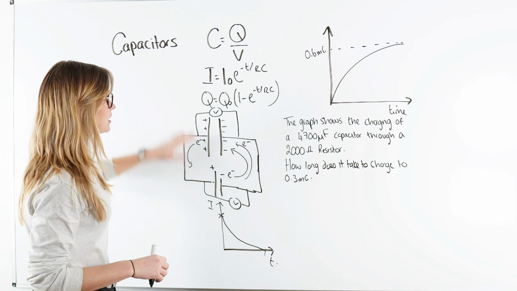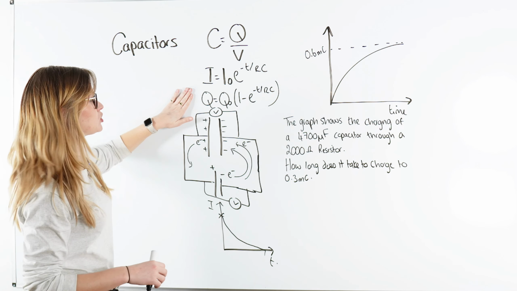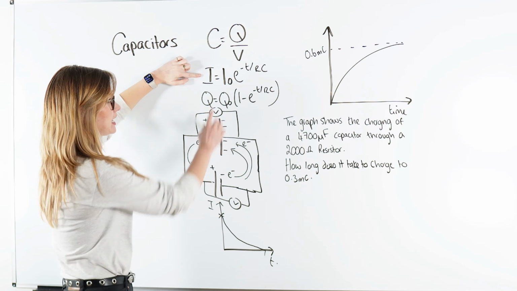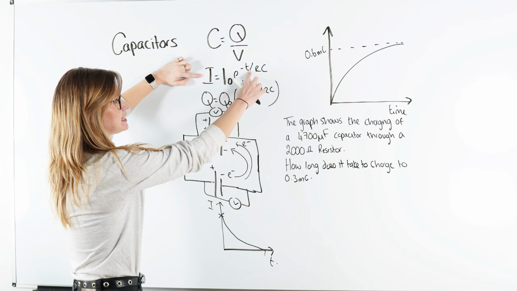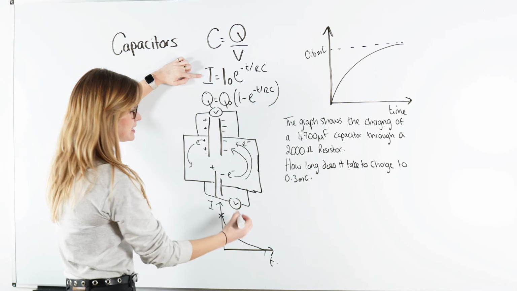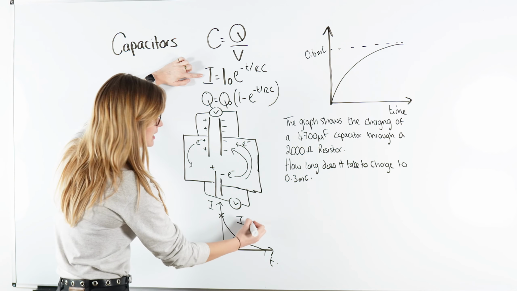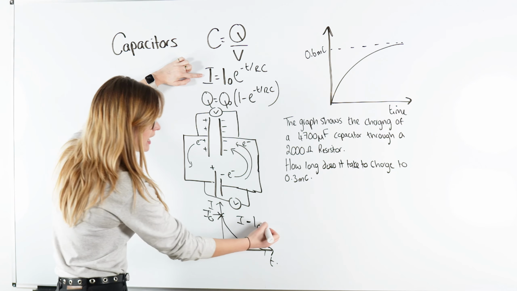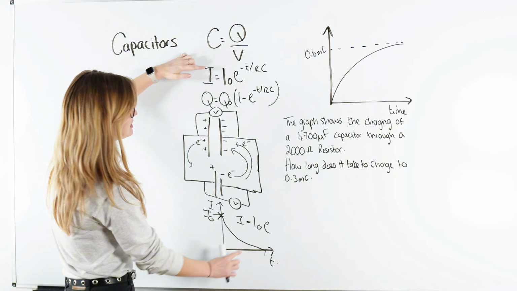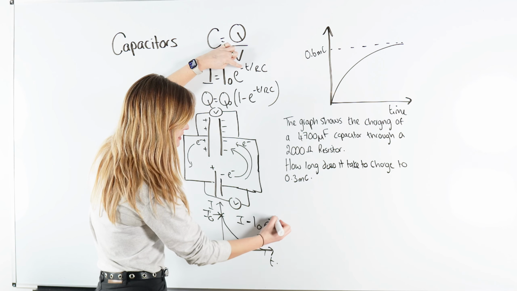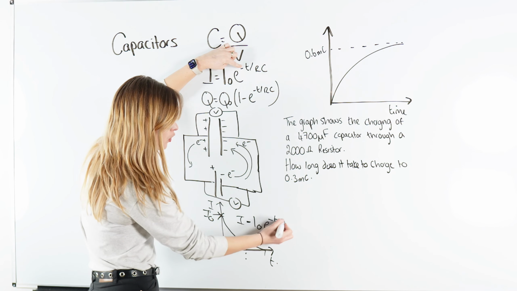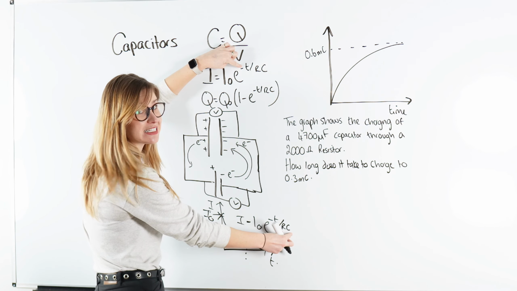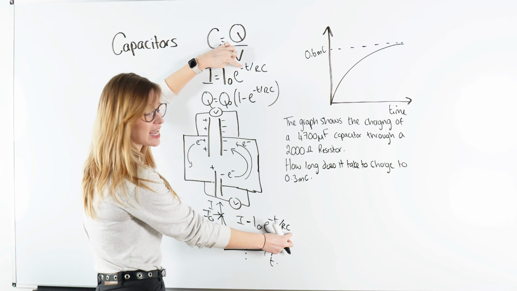Here we can see our equations for capacitors that we use most often. The current I is equal to I naught e to the minus t over RC. That's saying the current at any time is equal to I naught, our initial current, times an exponential decay, so it's negative, negative time, whatever time we're looking at, over RC. RC stands for the resistance times the capacitance.